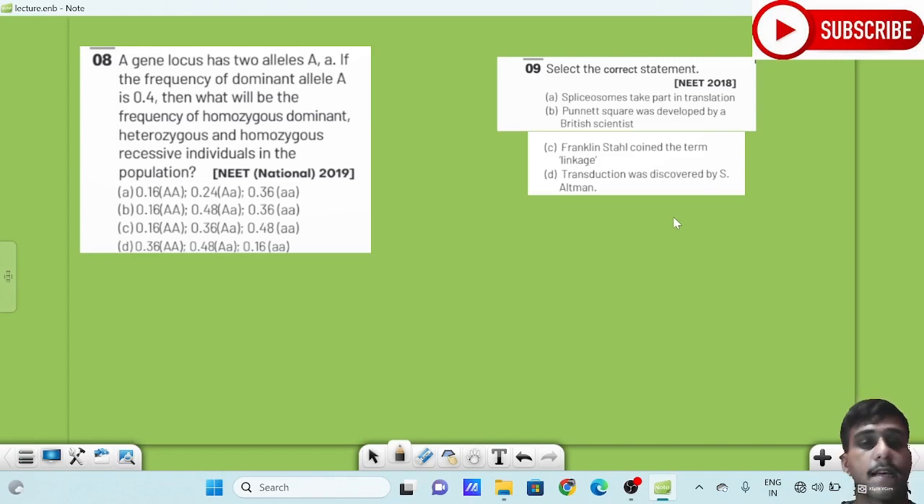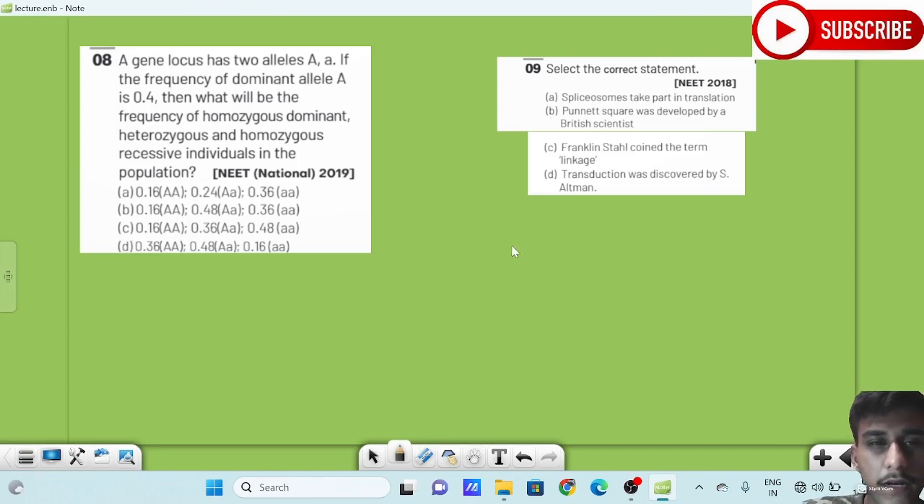A gene locus has 2 alleles, capital A, small a. This is the allele form of a gene. If the frequency of dominant allele A is 0.4, then what will be the frequency of a homozygous dominant, heterozygous and a homozygous recessive individual in the population? Okay, that is the question.